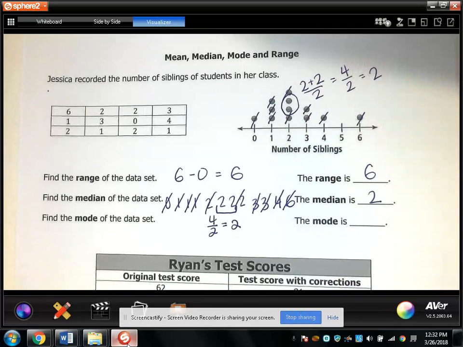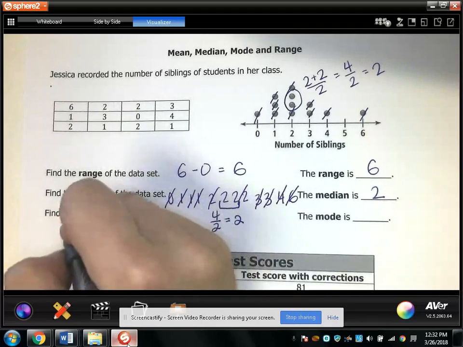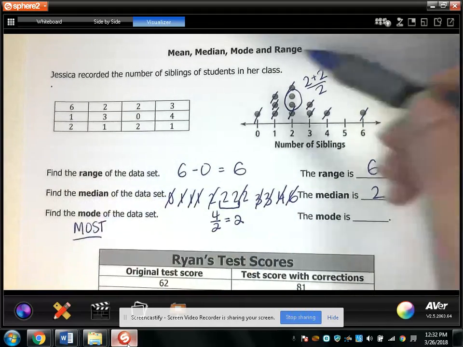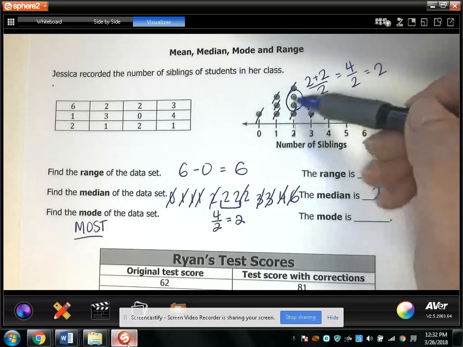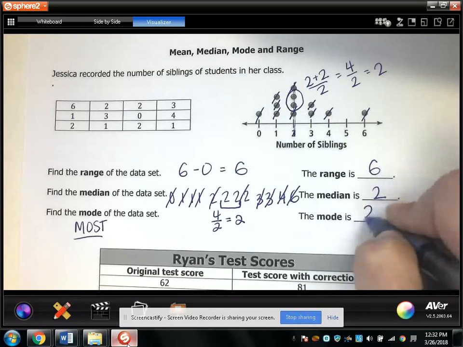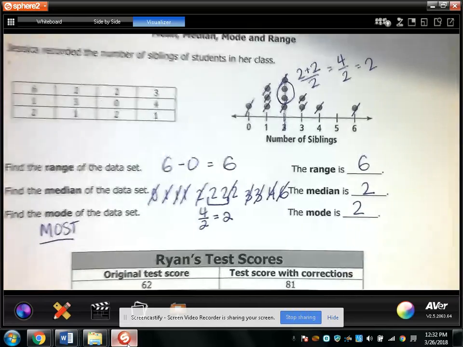The mode of the data set is the point that occurs the most often. And if I look at the dot plot, there are 4 dots for 2, and that's the most. So 2 is the mode. All right, next.